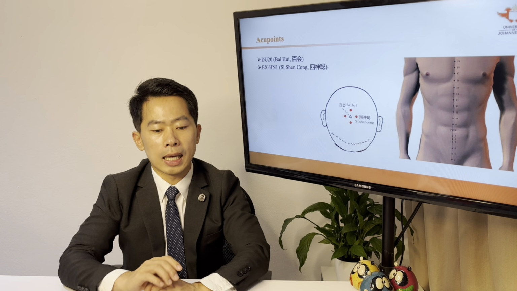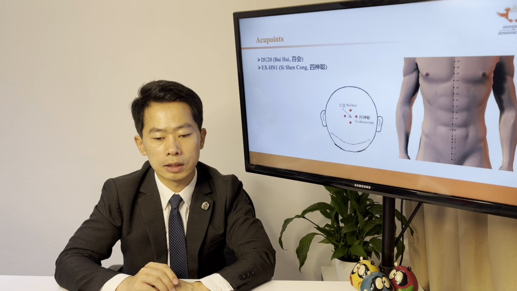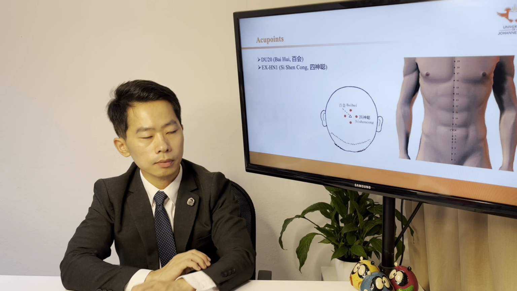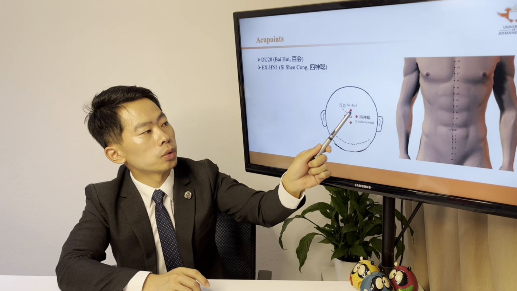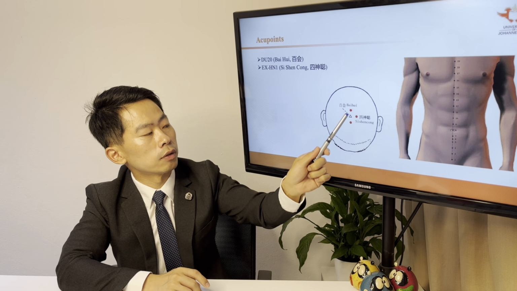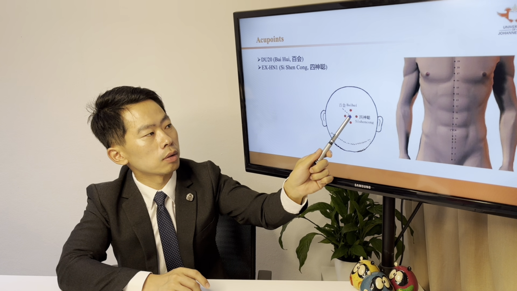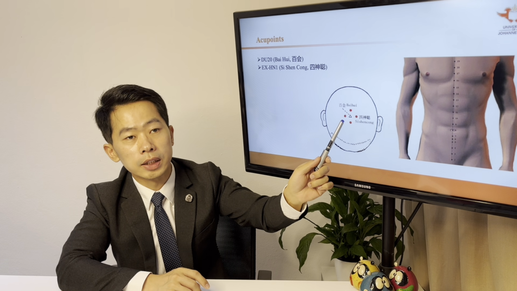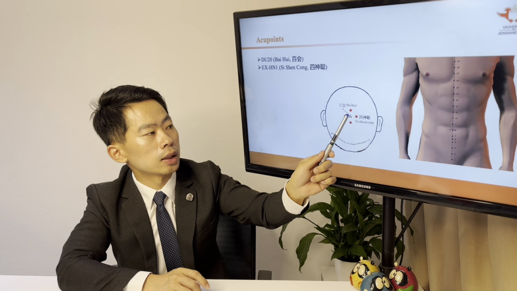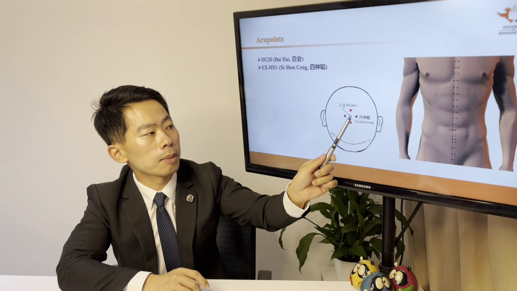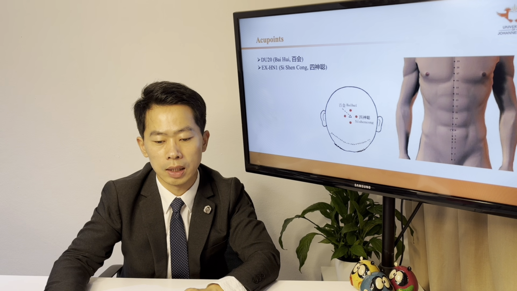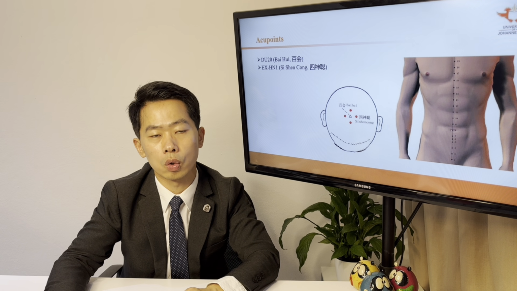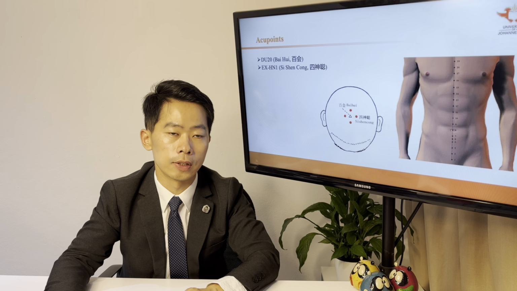The next one is extra head and neck, 四神聪. 四 means 4, so there are 4 points, 1 cun front and back, left and right to 百会. The needle techniques for this also depend on the condition. You can point into 百会. These are commonly used for anything related to the brain or any disorders related to the brain, even in kids.